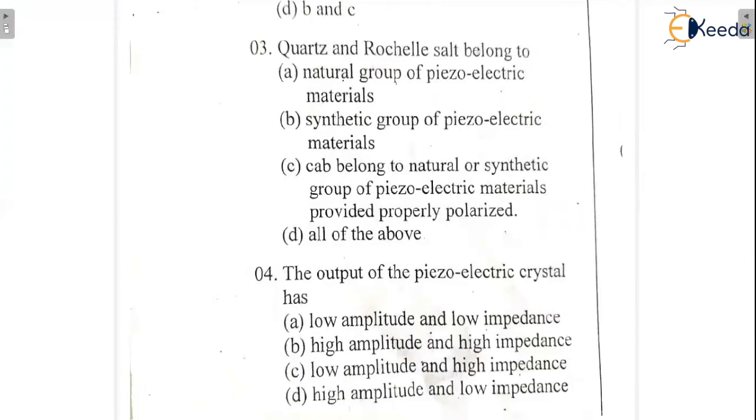Quartz and Rochelle salt belong to the natural group of piezoelectric materials. Right, the output of a piezoelectric crystal has low amplitude and high impedance, basically the output of piezoelectric crystals. And the other point that you have to remember is piezoelectric crystals are used for mostly high frequency applications. So the output voltage is actually independent of the frequency, if you can see the expression. Now, let us look at a few problems. I'll write these questions, and along with me, you can also write them down, and I'll also give you the solutions.